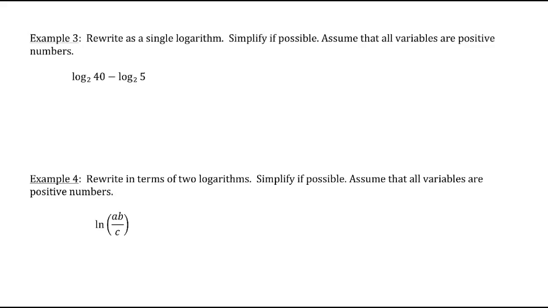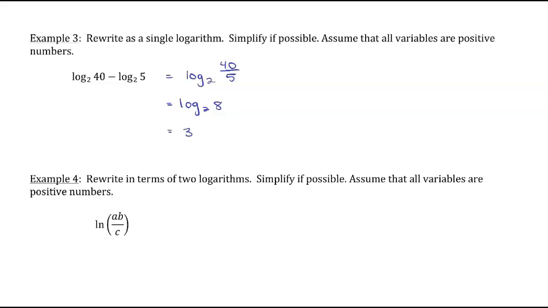In example 3, we have two logarithms that we will rewrite as a single logarithm using the quotient rule. Since both of these logarithms are base 2, we can rewrite this as a single logarithm, log base 2, of the quotient 40 over 5. 40 divided by 5 is 8, so this is log base 2 of 8. Log base 2 of 8 asks the question, 2 raised to what exponent equals 8? Well, 2 to the third is equal to 8, so log base 2 of 8 is 3.